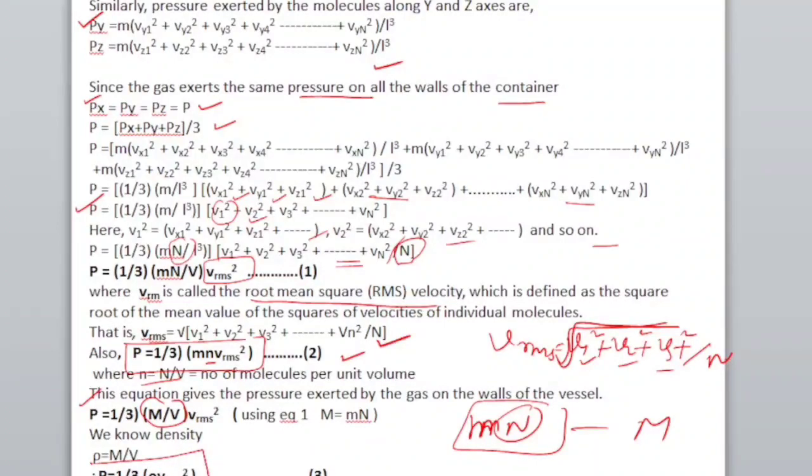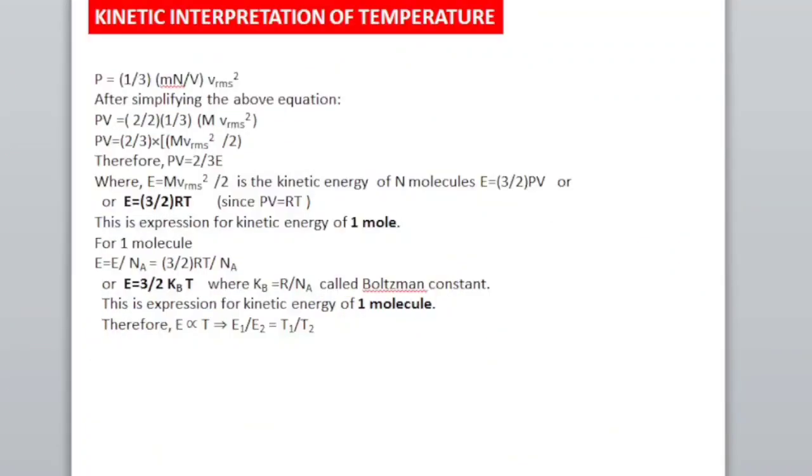This is another form of pressure exerted by the gas molecules. This is in terms of density. This one is in terms of total mass by volume. This is in terms of number density. You must remember all these forms. After that, there is the kinetic interpretation of temperature. You know the pressure exerted by the gas molecules: P equal to 1 by 3 mn by V vrms square.